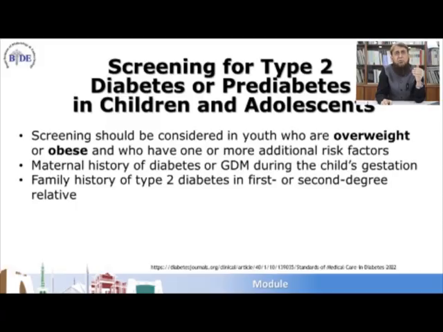So, it's really very important, if young children are overweight or obese or have any of the additional risk factors, for example, a family history of diabetes, a maternal history of diabetes or GDM, or diabetes in a first or second degree relative, then these children should be screened, and not only screened, but also focused on for the management of the risk factors.